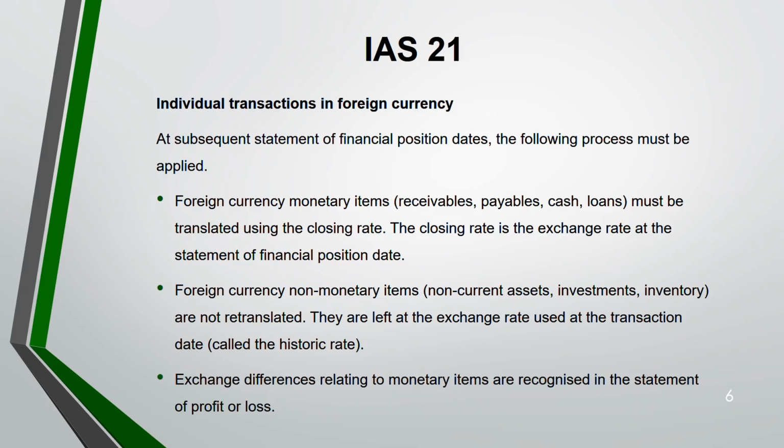Any exchange differences that relate to the monetary items will be recognized in your statement of profit and loss. Why monetary items? Because non-monetary items you are not retranslating again. But monetary items, first time you will translate at the transaction date, second time you will translate at the closing rate. So there will be a difference. That difference is known as exchange gain or loss. That difference will go in your profit and loss.